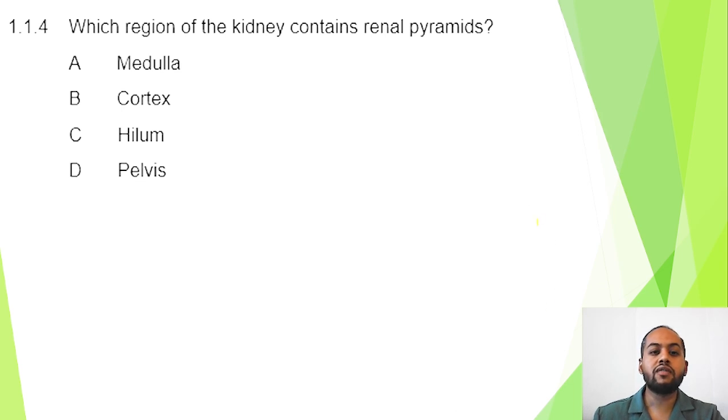In which region of the kidney are the renal pyramids found? So we are looking at the renal pyramids. Is it the medulla, the cortex, the ileum, or the pelvis? It's found in the medulla. Therefore, A is the correct answer.